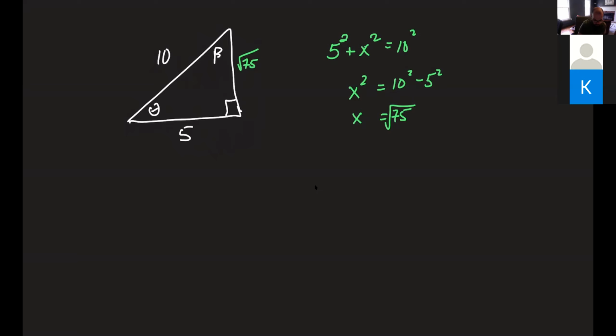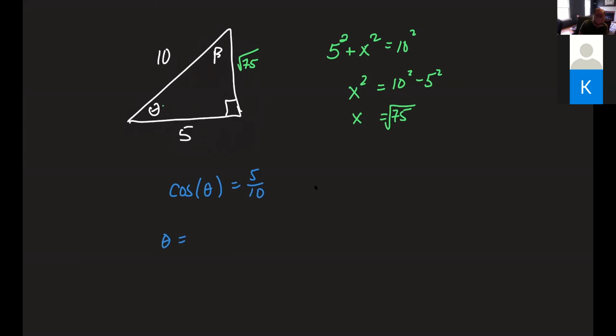So what was your approach to this? Did you find theta first or beta? And then how did you do it? I found theta. So theta is this one down here. Yeah, I found that one first. Okay, and how did you do it? I did cosine theta equals 5/10. Then I did arc cosine of 5/10.